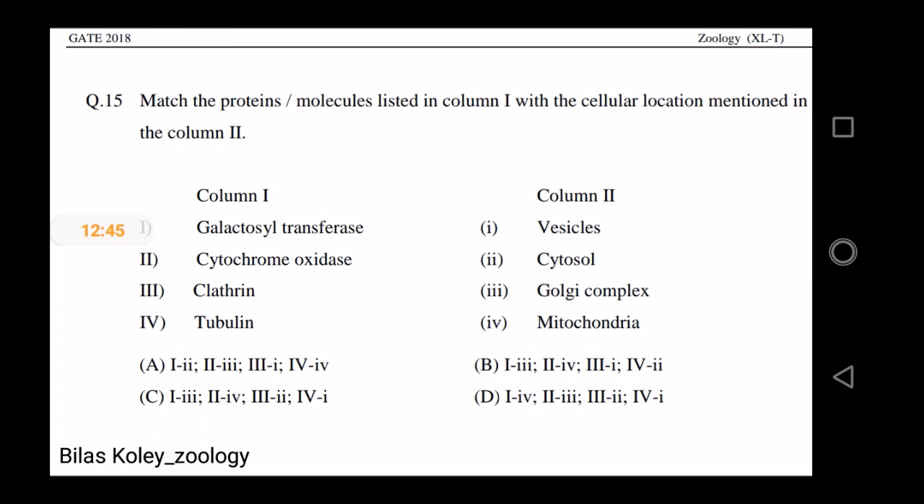In these questions, after right rearrangement of column 1 and column 2, we will get the answer. And the right option for this question is option B.